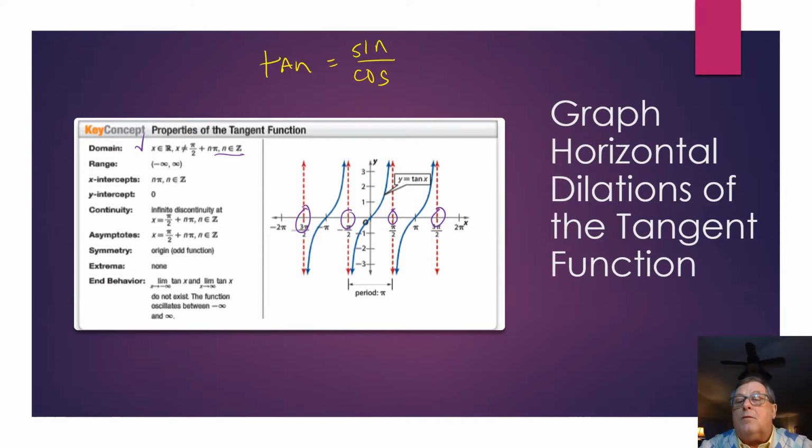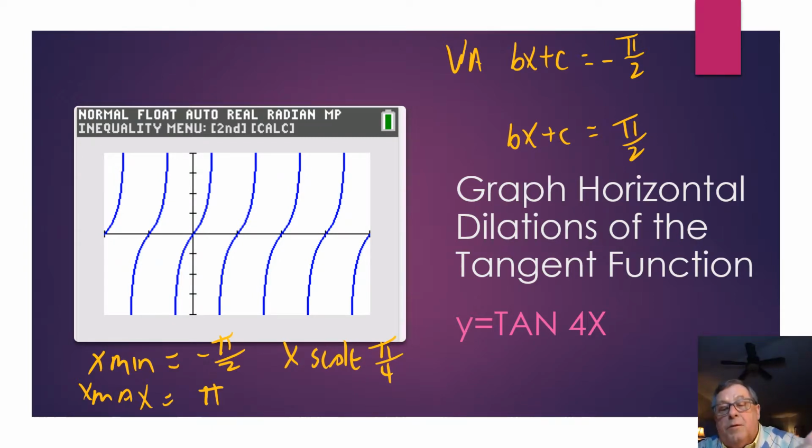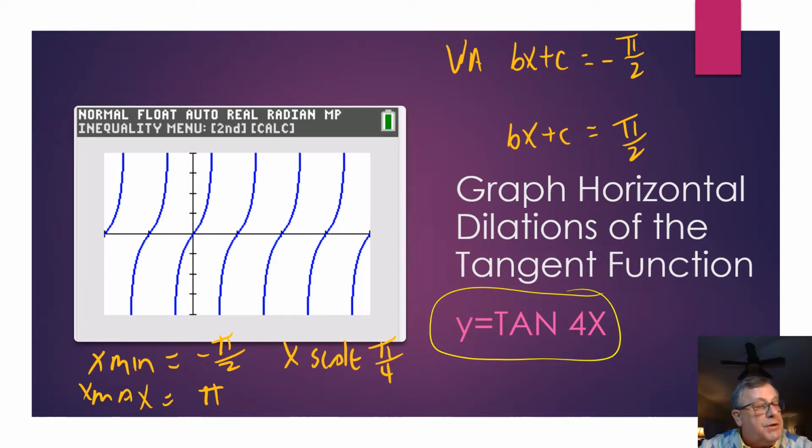Now, let's take a look at some horizontal dilations of this tangent function. In this case, we graphed y equals the tangent of 4x. I did some adjustments to my window settings because it can get really busy if you just use the zoom 7 trig function to see this. This tangent of 4x gets really busy. I set an x minimum at negative pi over 2. I set an x max at pi, and I did an x scale of pi over 4. So each one of these tick marks represents pi over 4.